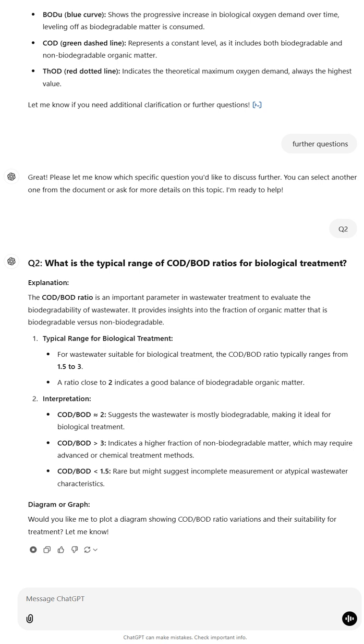A COD-BOD ratio of 3 indicates a higher fraction of non-biodegradable matter, which may require advanced or chemical treatment methods. A COD-BOD ratio of 1.5 is rare but might suggest incomplete measurement or atypical wastewater characteristics. Diagram or graph. Would you like me to plot a diagram showing COD-BOD ratio variations and their suitability for treatment? Let me know.